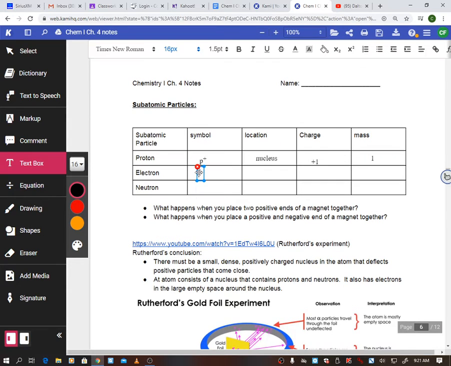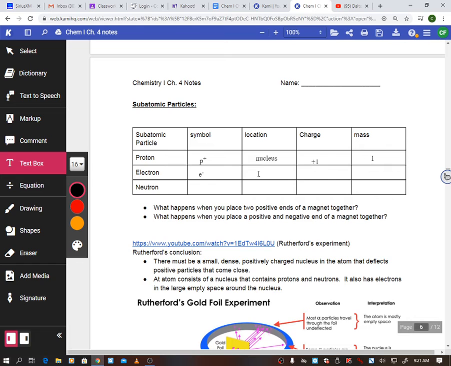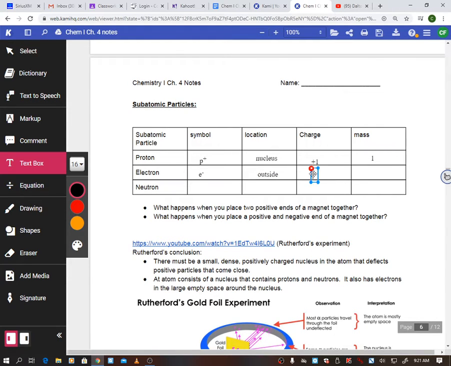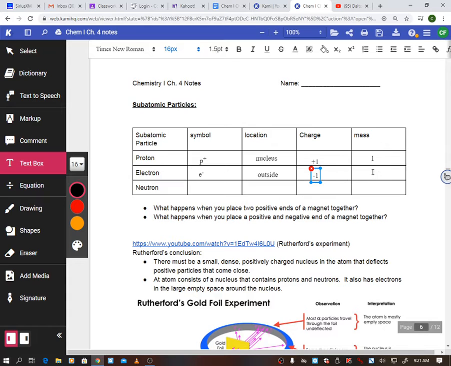Electrons, on the other hand, have a negative charge. You'll see me write their symbol a lot, because throughout this chapter, or not just this chapter, this year, we'll talk about electrons way more than the other 2. You'll see me write E with a little negative sign a lot, and that just means electron. The location of these is outside the nucleus. Their charge is -1, and their mass is 0.0005, so it's so tiny that we don't even use it when we think of the mass.